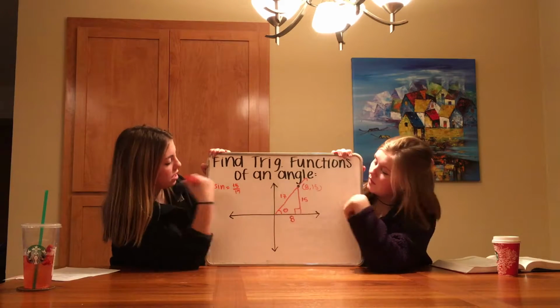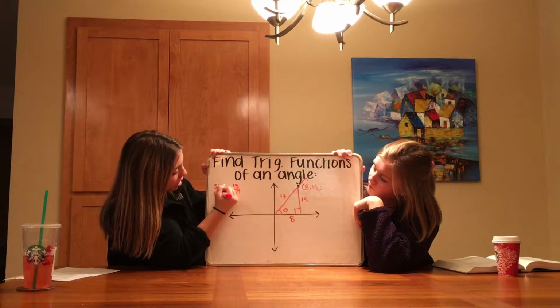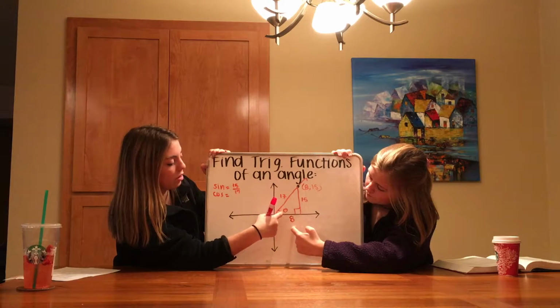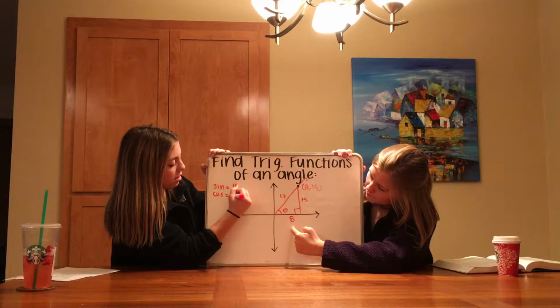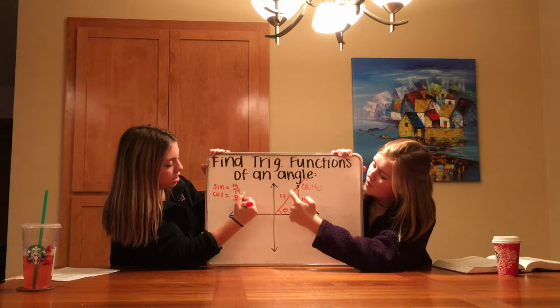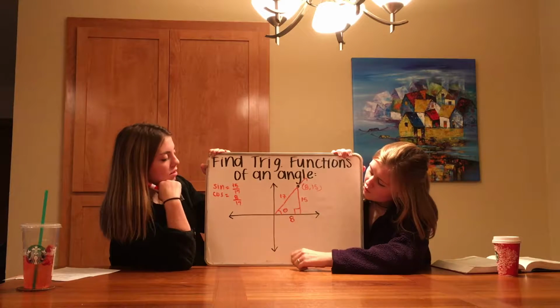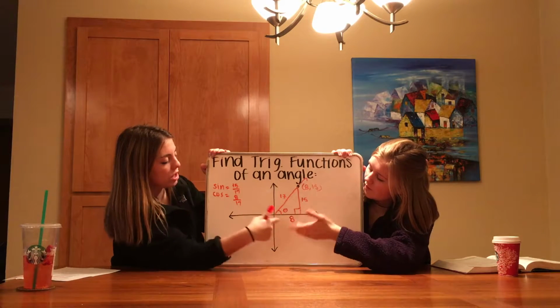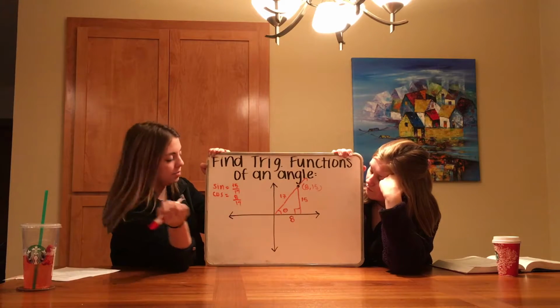We found our sine. Now it's time for cosine. Cosine is adjacent to this angle, adjacent 8, over hypotenuse as well, which is 17. So adjacent just means the one that's right next to the angle. So 8 over 17. Now you're done with cosine.